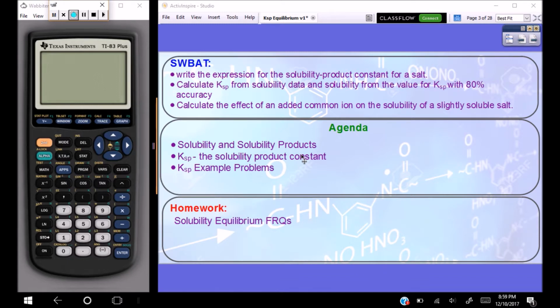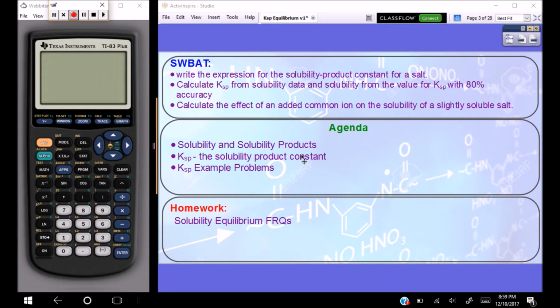We'll be able to calculate something called Ksp from solubility data, and we'll be able to calculate solubility from the value for Ksp with 80% accuracy. We're also going to be able to calculate the effect of an added common ion on the solubility of a slightly soluble salt.